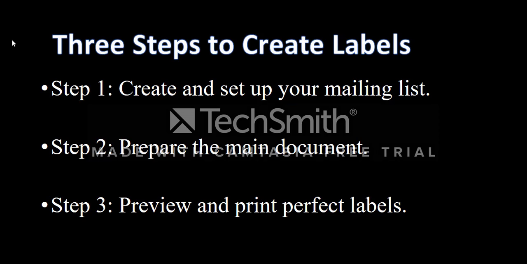There are 3 steps to create labels. Step 1, create and set up your mailing list. You may use Microsoft Excel, Microsoft Access, or the contact list from Outlook. Step 2, prepare the main document, which will be a Microsoft Word document. Step 3, preview and print perfect labels.